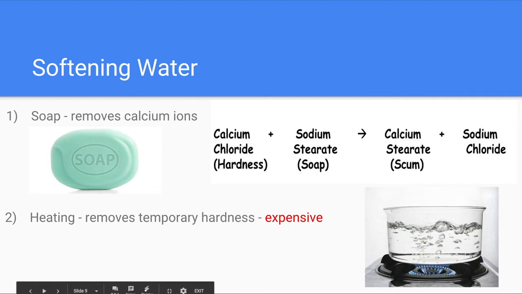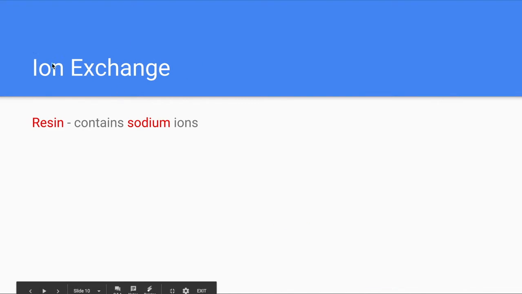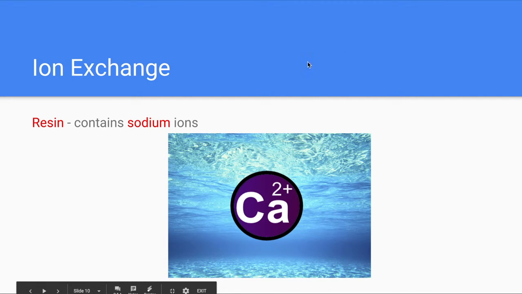Now softening water. We went through two of these methods. Soap removes calcium ions by this equation. Heating removes temporary hardness, which we said was expensive. But the best way to remove hardness from water, to soften the water, is by something called ion exchange, which uses resin, which is a substance which contains sodium ions. Now here we have water with the calcium ions, so this is hard water. Remember, hard water also contains magnesium ions or calcium ions. And this hard water passes through an ion exchange column which contains the resin.